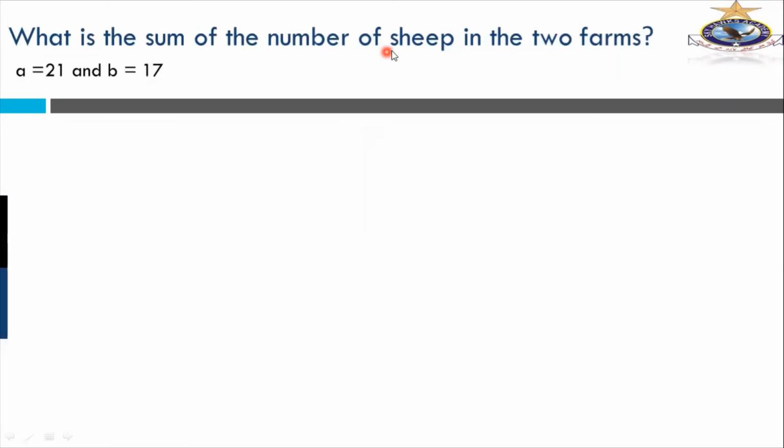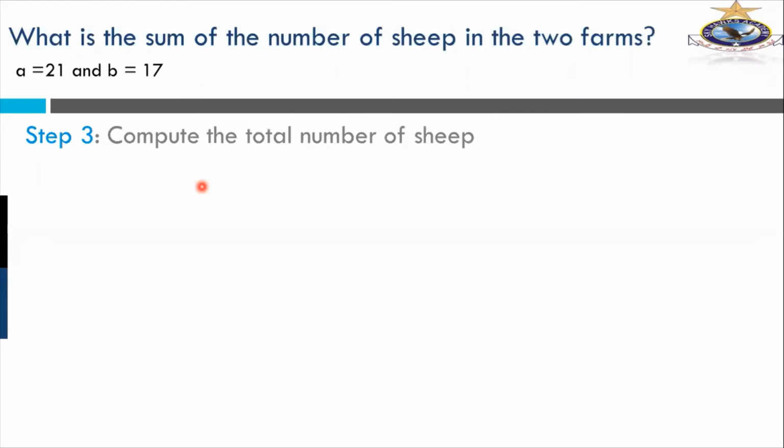What is the sum of the number of sheep in the two farms? A is 21 and B is 17. So what should be the answer? 21 times 21? No, no. Just read this statement: the sum of the number of sheep in the two farms. It'd be 21 squared plus 17 squared. Okay, let's see.